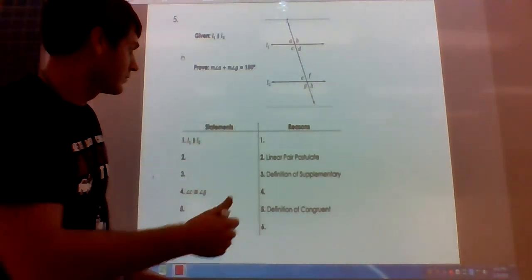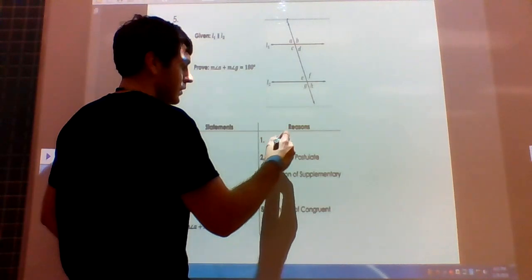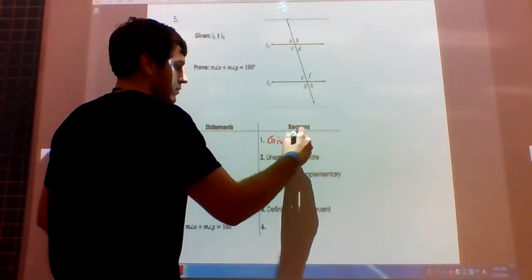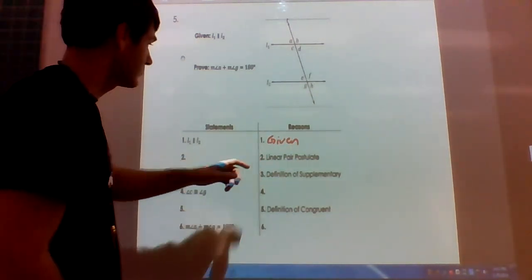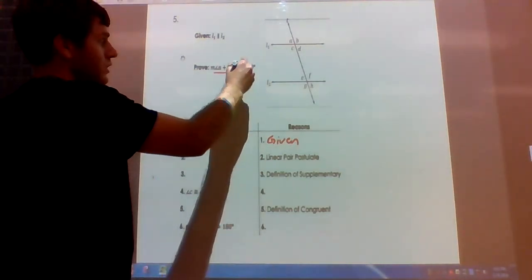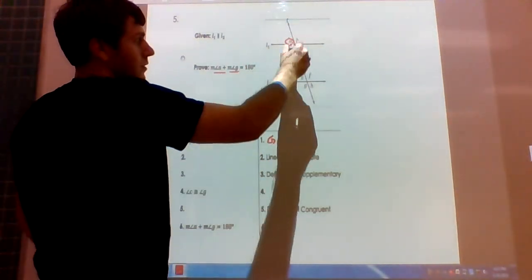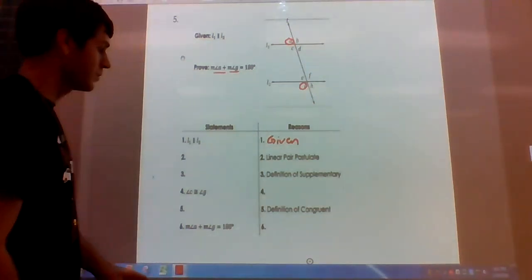So first step's given. So L1 and L2 are parallel. That's given to us. So it's telling us linear pair postulate. So we're trying to get from A to G. So it wants to do a linear pair.